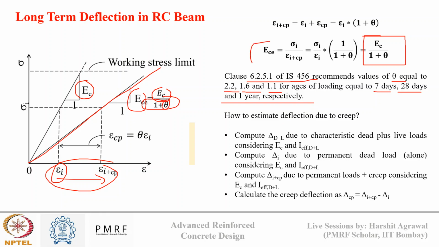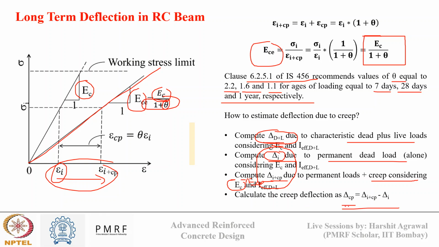So this was just the change in the modulus of elasticity that we checked. How to estimate deflection? For this, we need to calculate deflection under different conditions. We'll calculate deflection due to characteristic dead load plus live load, represented by delta D plus L. Then we'll calculate deflection due to permanent dead load, represented by delta i. We'll calculate deflection due to permanent load plus creep, considering the effect where Ec will be changed to Ece. Finally, the difference between delta i and delta i plus delta cp will be our creep deflection.